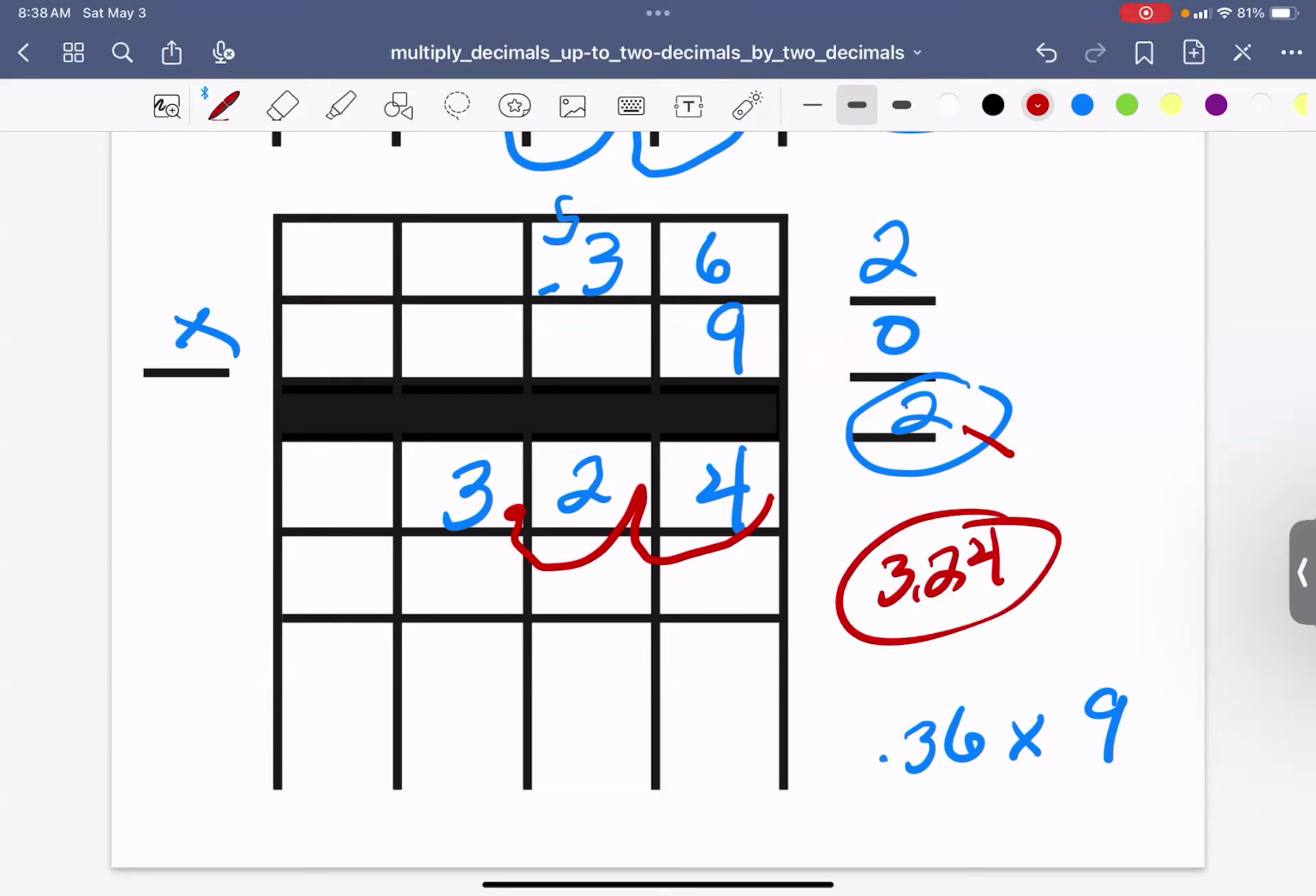And that's how you multiply decimals. So good luck.